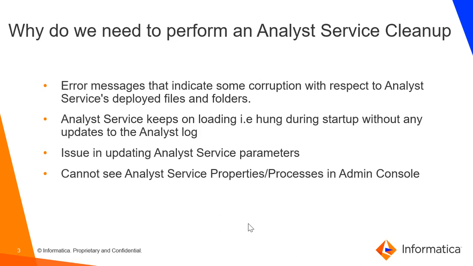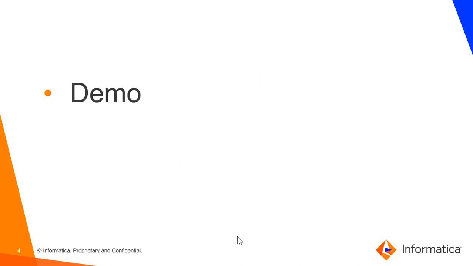Sometimes in the analyst log, we see errors regarding the deployed files and folders. When we start the analyst service in the admin console, it keeps on loading and it never comes up. If there are any issues in updating the analyst service parameters, or if the properties and process tab in the admin console are not seen, you will be requested by the global customer support team to perform the analyst service cleanup. Let's move to the demonstration.